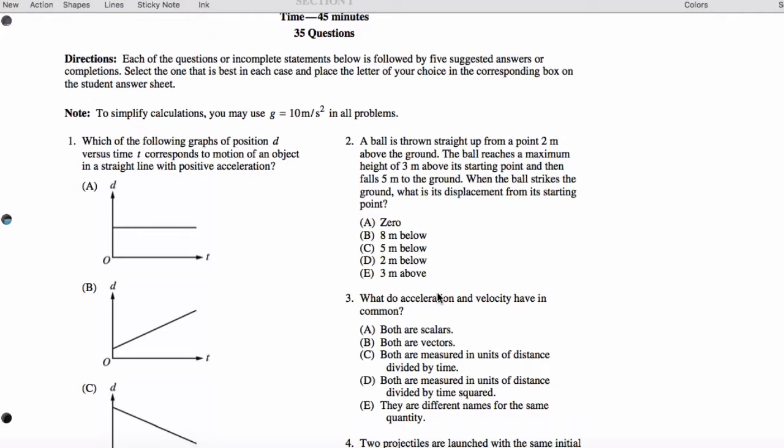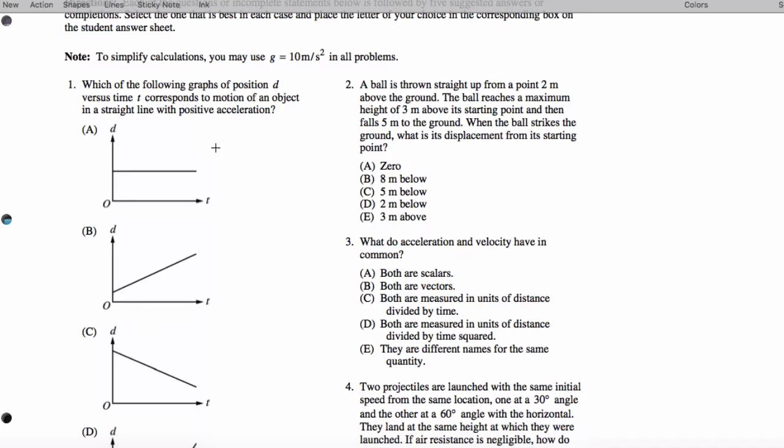All right, we have an object moving in a straight line with positive acceleration. Let's be really clear here. So let's identify each graph. This graph is for an object at rest. This is moving forward at positive velocity.